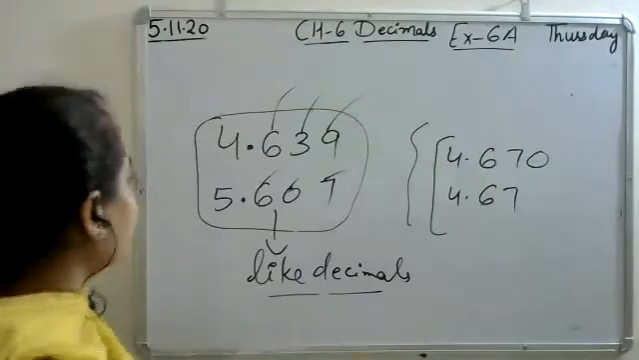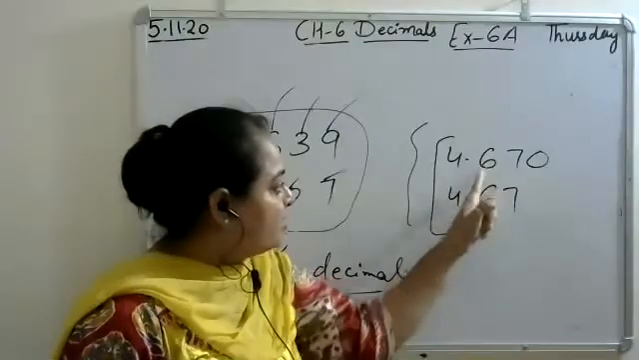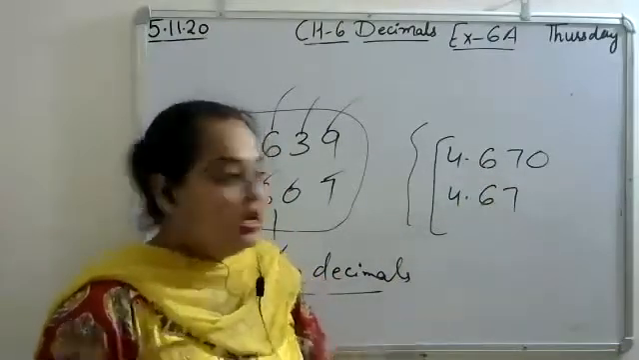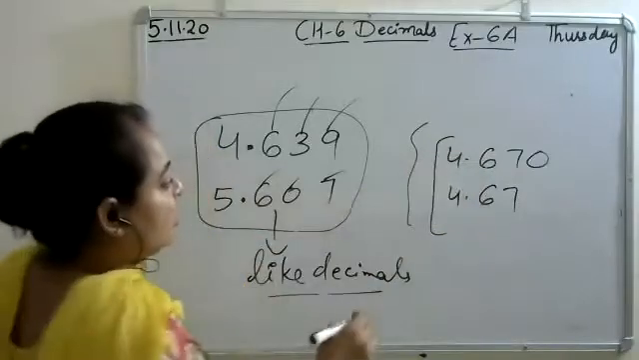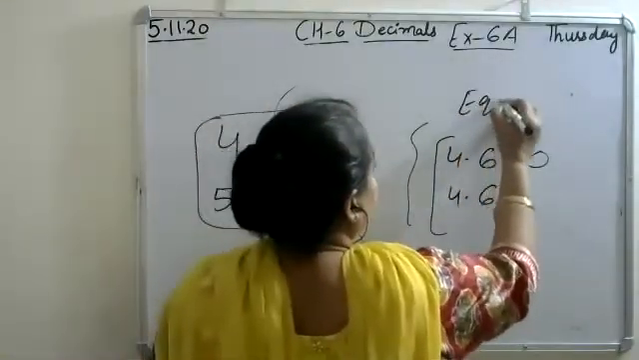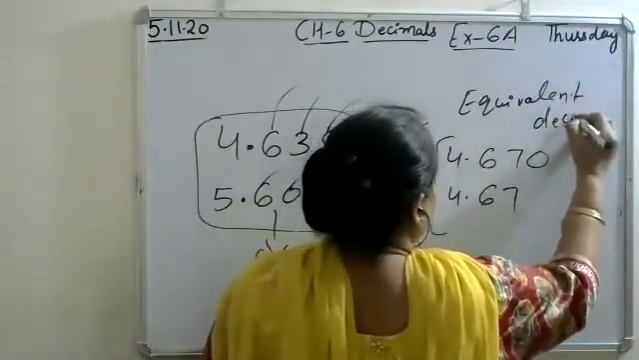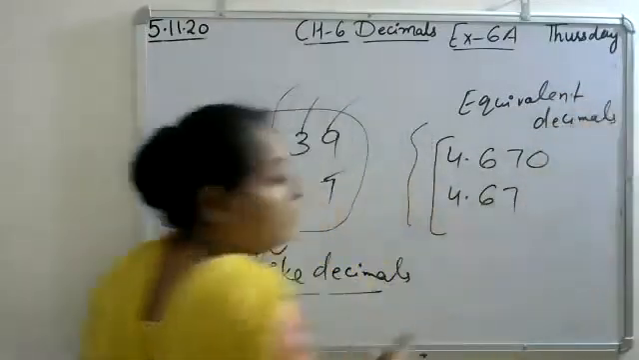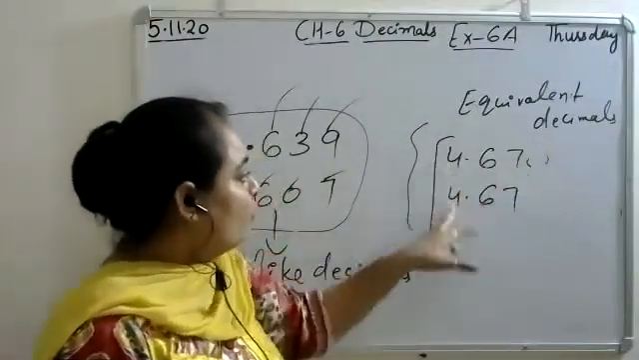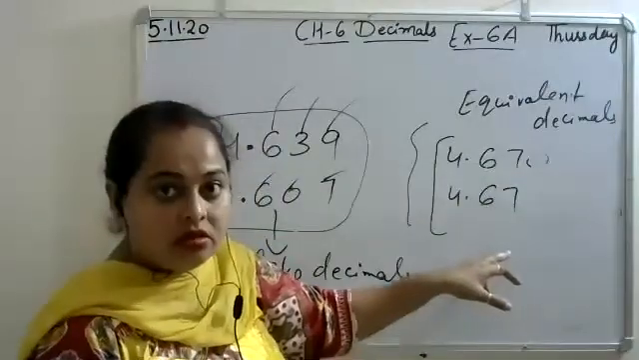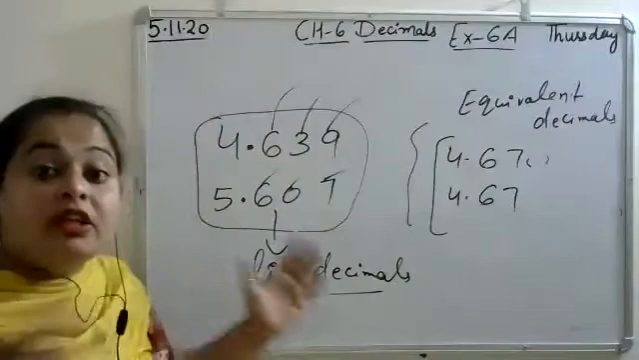Like doesn't means कि वो ऐसे सेम होने चाहिए जैसे ये है. ये देखो 4 4 6 6 7 7. नो, ये जो सेम होते हैं ना इनको लाइक नहीं, ये इक्वलेंट होते हैं. These are equivalent decimals. Equivalent means equal because both are equal. 4 4 6 6 7 7. So the concept of equivalent and the concept of like different.